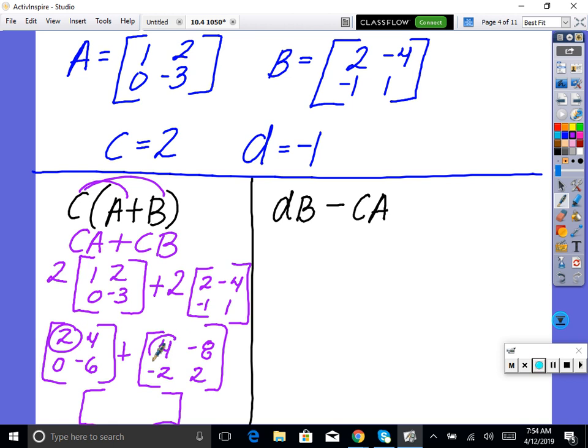So 2 plus 4 is 6. 4 minus 8 is negative 4. 0 plus negative 2 is negative 2. Negative 6 plus 2 is negative 4. So pretty straightforward stuff. Do you all agree?